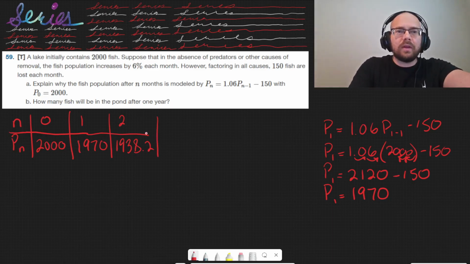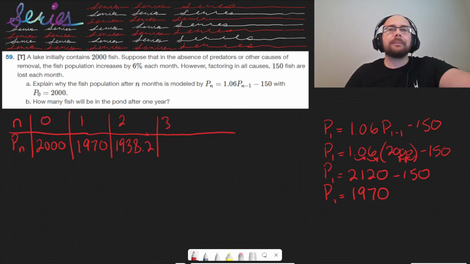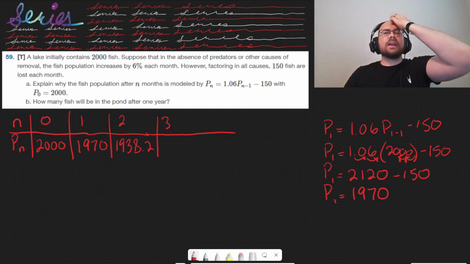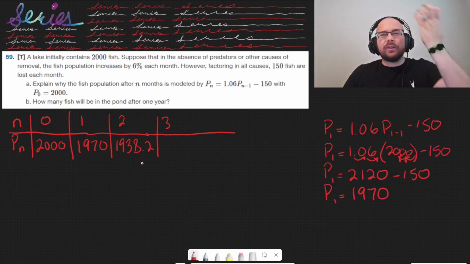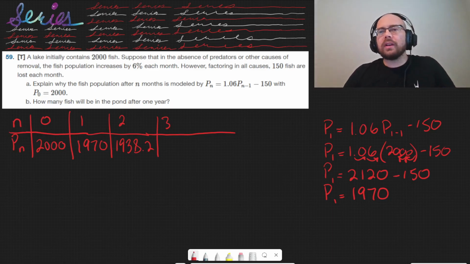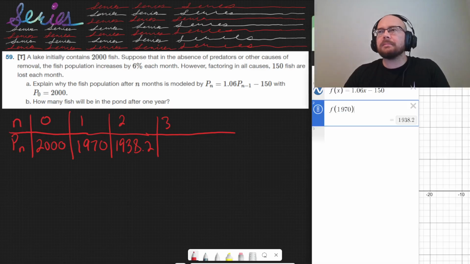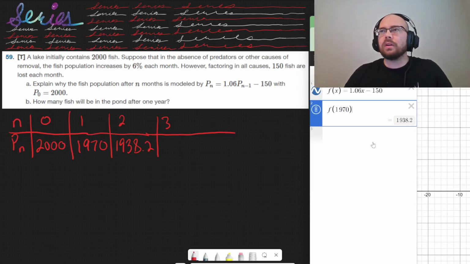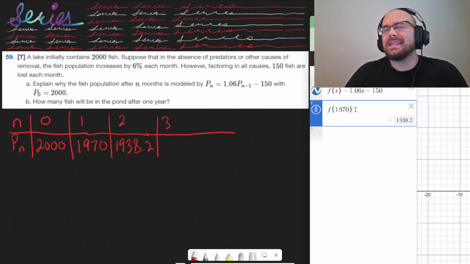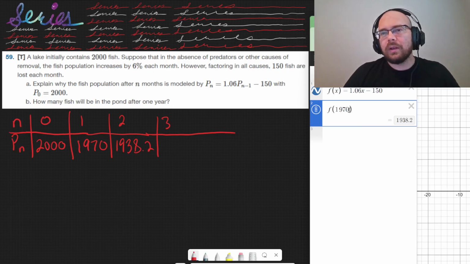Okay, and then the next one, 3. We could also write out the explicit formula, and that would actually be a little bit faster. I don't know which one your professor's looking for. Using the recursive is slower, but it might be what your professor wants. So I don't know. So we get that number, and then 1938.2. So I'm going to just copy paste.